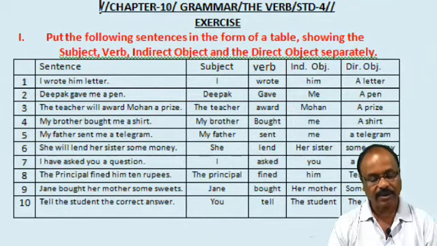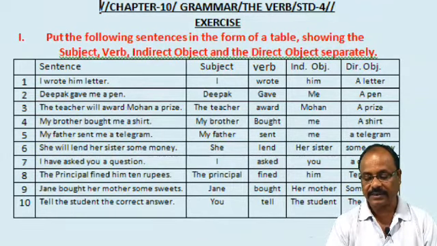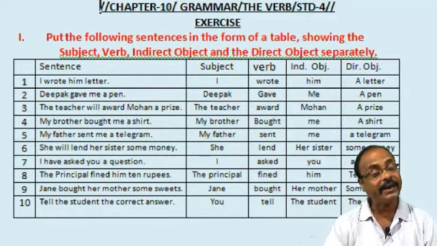I is the subject, wrote is the verb, him is the indirect object, and a letter is the direct object.